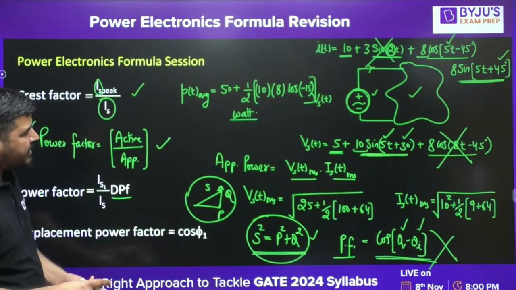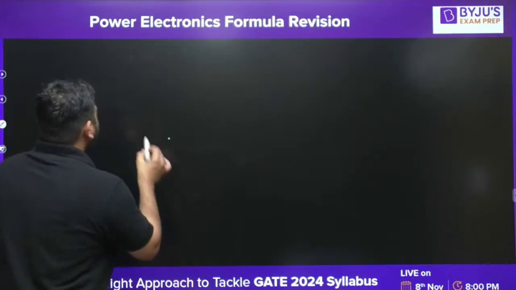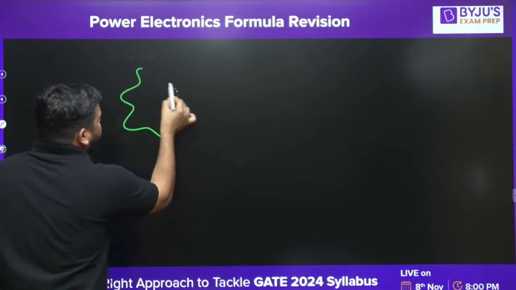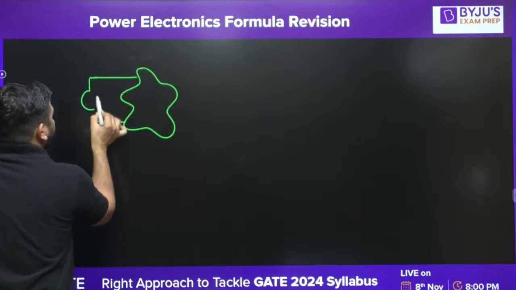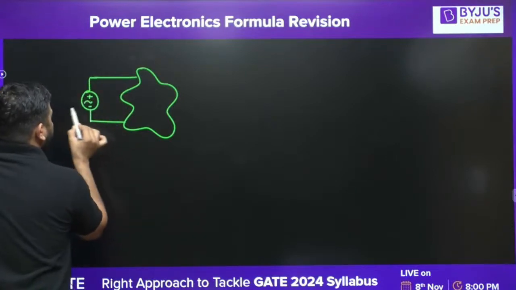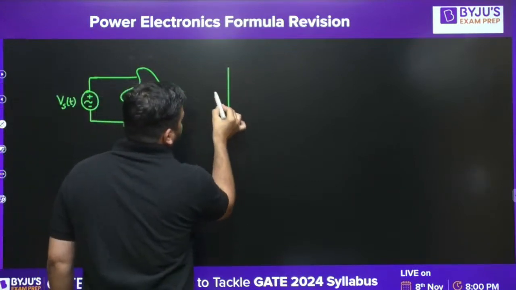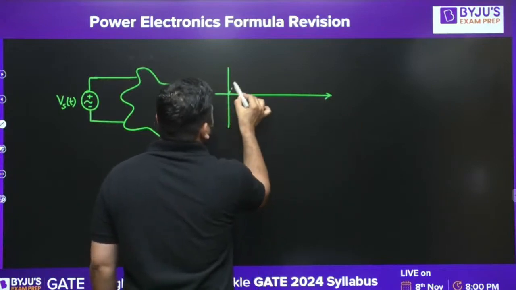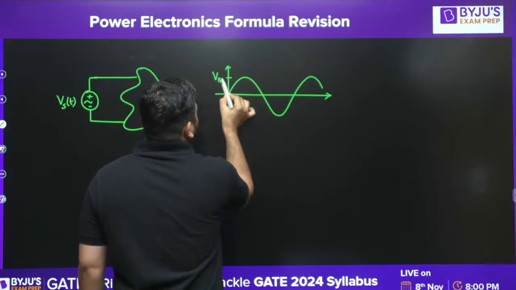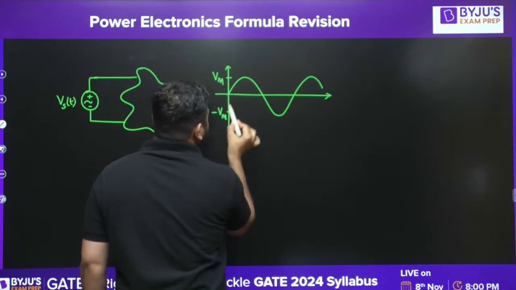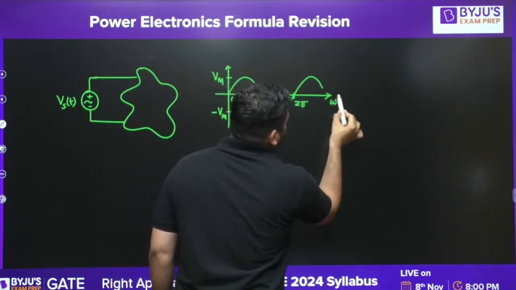Let's say I have a situation. Let me go to the next slide. Yes. Let's say I have a power electronic network in which I have connected a source, VST. VST is a pure sine wave. Let's say this is my VST. This is a pure sine wave. Vm, this is minus Vm. 0, pi, 2 pi. And this is omega t.